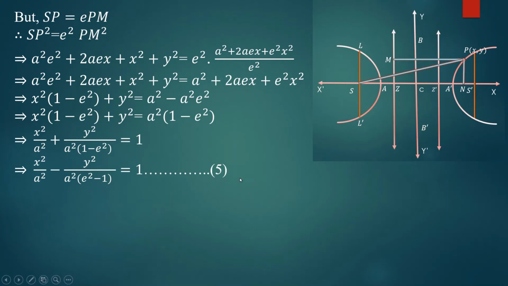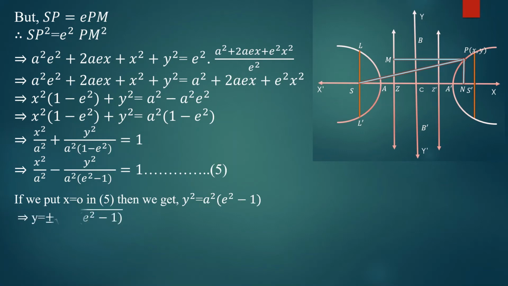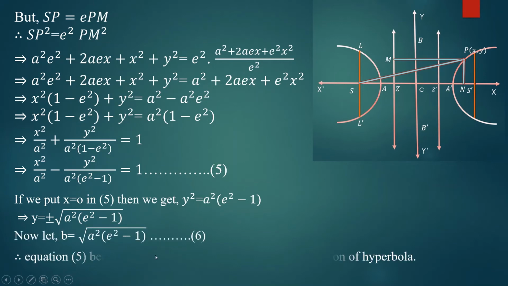Now mark this equation as 5, and if we put x equal to 0 here, we get y square is equal to a square into e square minus 1, and applying square root on both sides, we get y is equal to plus minus root over of a square into e square minus 1. And now let this length be b, then we get the standard equation of hyperbola: x square by a square minus y square by b square is equal to 1.